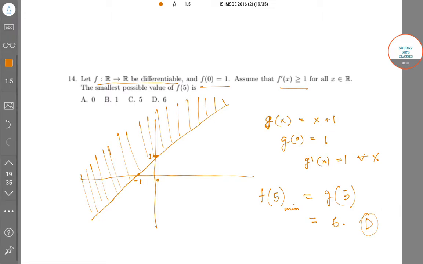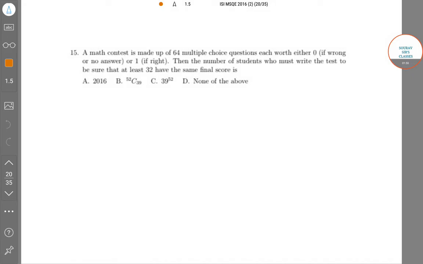Now let us move on to the next problem. The next problem says a math contest is made up of 64 multiple choice questions, each worth either 0 if there's a wrong or no answer, or 1. So it's a binary question. Then the number of students who must write the test to be sure that at least 32 have the same final score is. So what is the set of scores S?